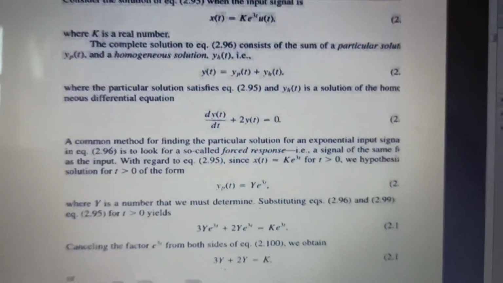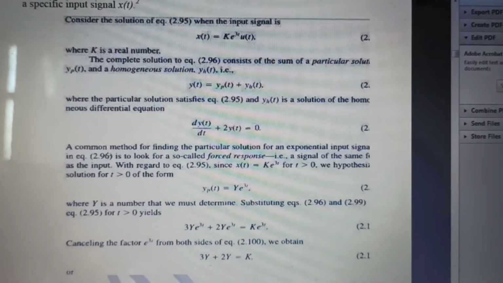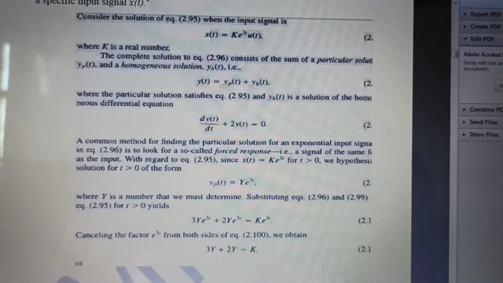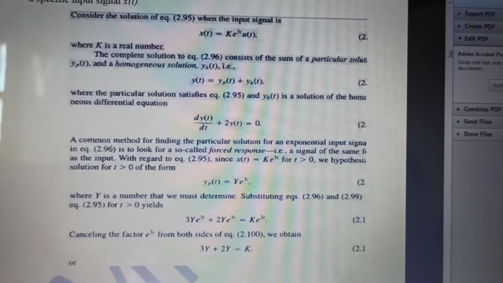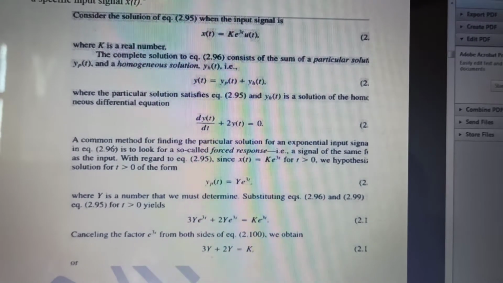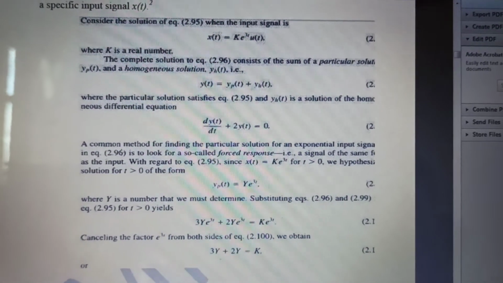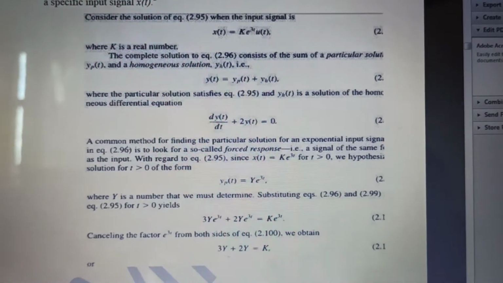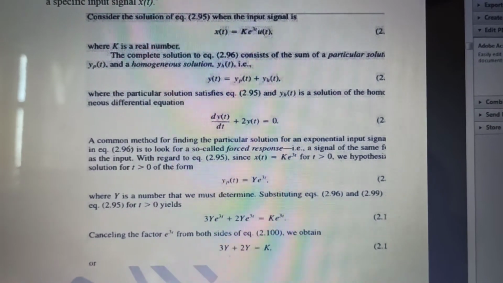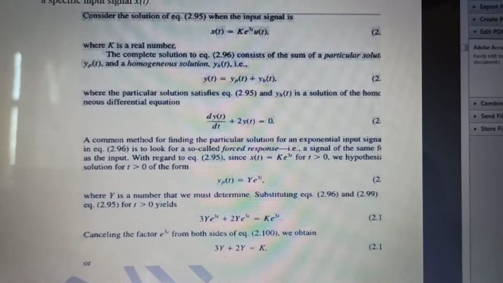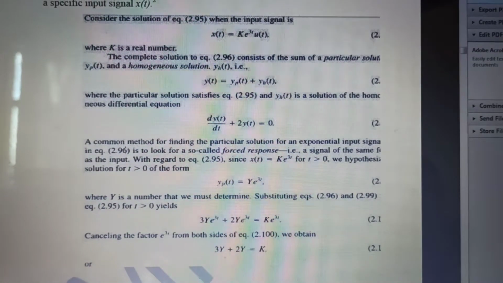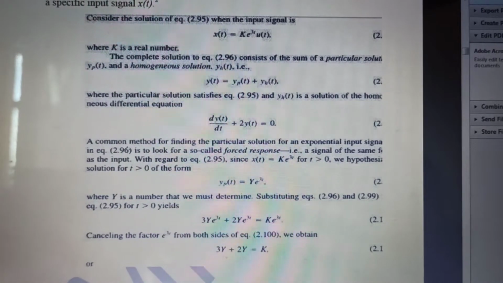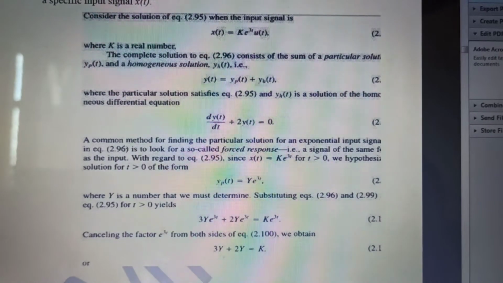Take the example of x of t equals k e to the power 3t u of t. Obviously y will have two parts, a particular solution and a homogeneous solution, y p of t and y h of t. For the homogeneous differential equation, obviously we have to put x of t equal to 0. Now we can get the so-called natural response, which is a constant times e to the power minus 3t. Okay, this k e to the power 3t.